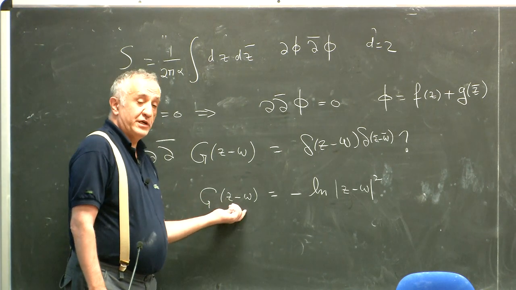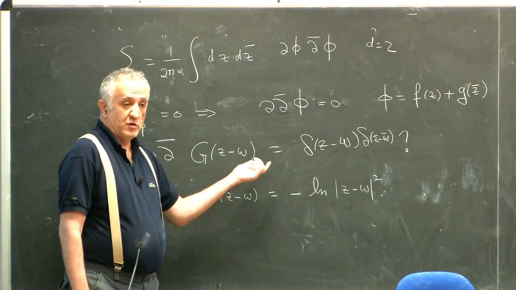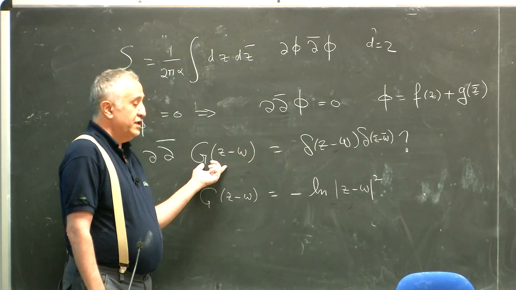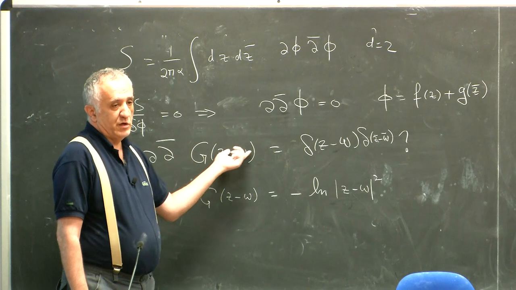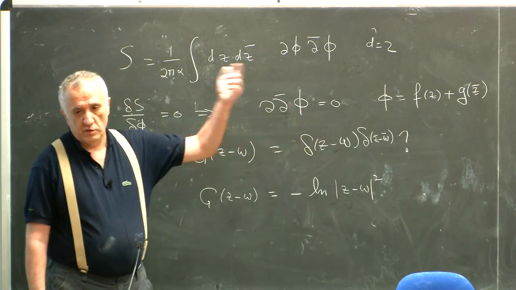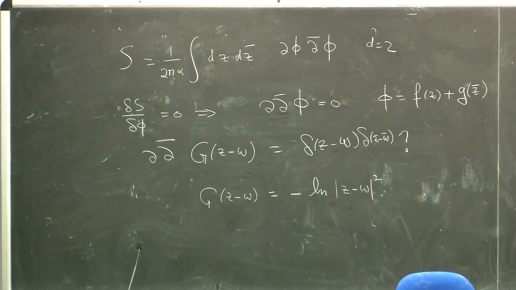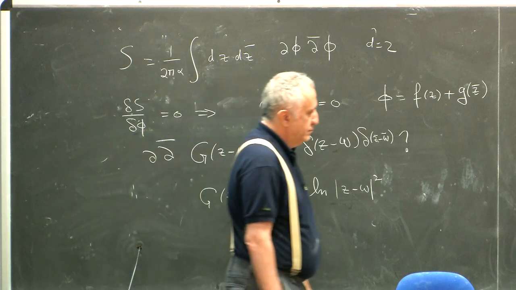These things are called Green functions. When you deal with the problem of differential equations, finding the Green function is very useful because it solves your boundary condition problem. But here for us, it has a far more important use.